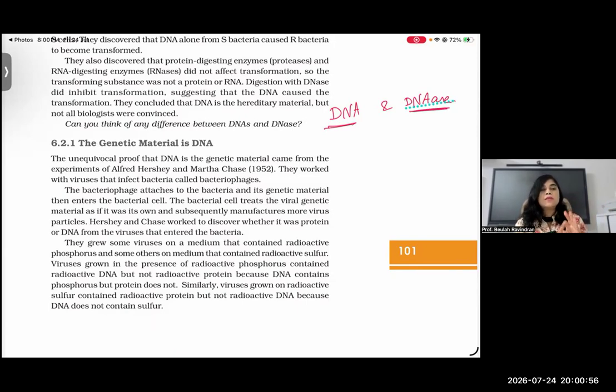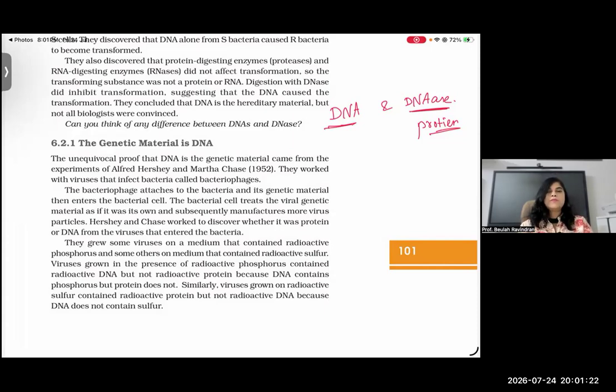DNA is deoxyribose nucleic acid, which is the hereditary material. But this is deoxyribonuclease, which is a protein nuclease, which catalyzes the hydrolytic cleavage of, you know, all these things, right?